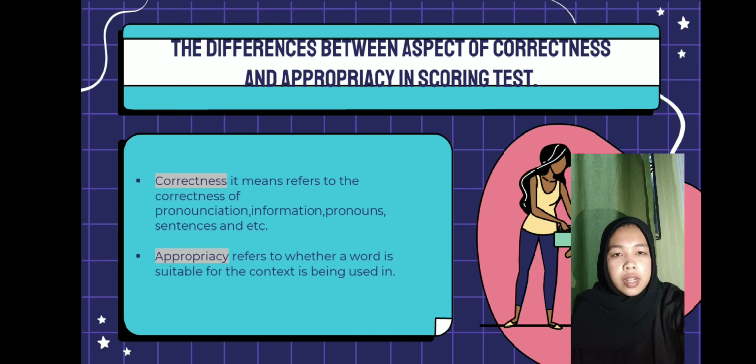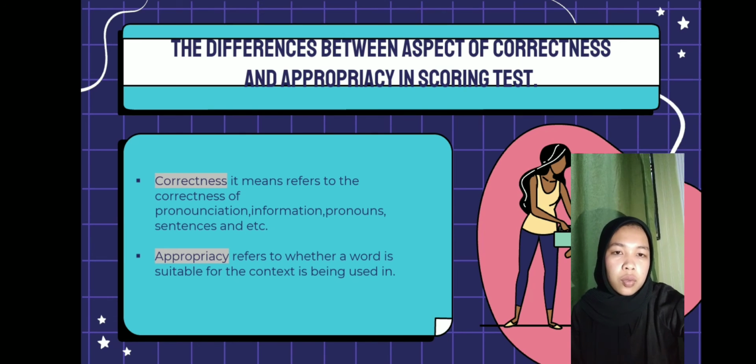The next is the differences between aspect of correctness and accuracy in scoring tests. Linguistic correctness means that it refers to the correctness of pronunciation, information, pronouns, and sentences, and so on. It is mainly concerned with the correctness of the words that make up a sentence. Thus, students learn terms regarding certain administration and rules that should be associated with truth.